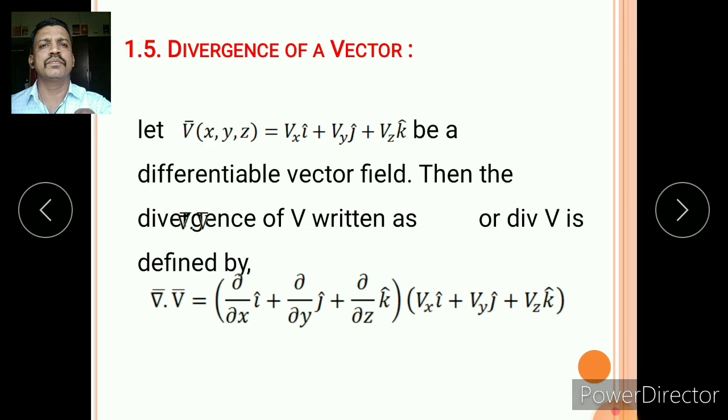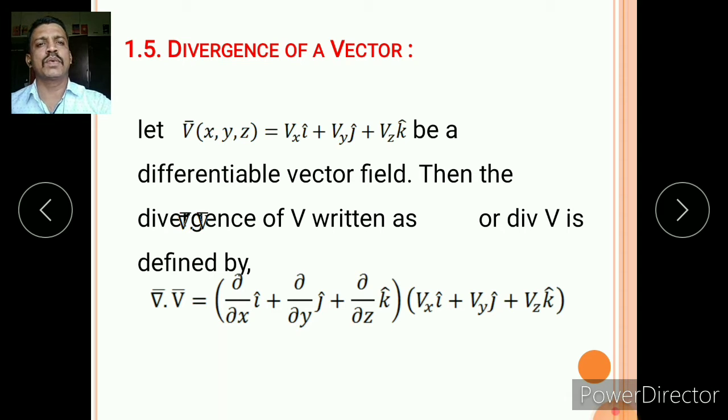How will it come? Here we multiply. It is the dot product of these two things, del and vector v. When we multiply with the dot product, you all know the properties of the dot product, that is i dot i, j dot j and k dot k equal to 1, that is the self dot product of a unit vector is 1, and the dot product of different unit vectors, that is i dot j, j dot k, k dot i, is equal to 0.